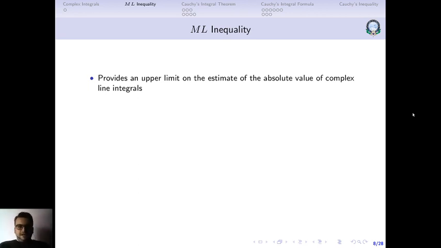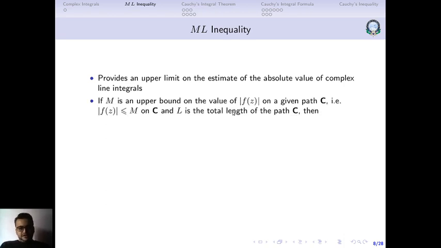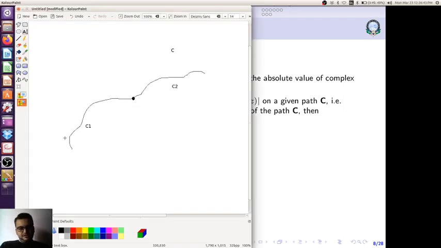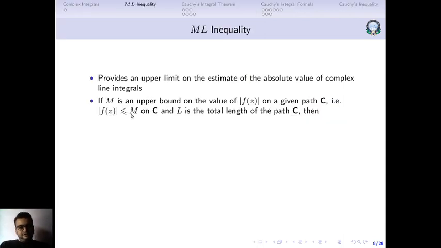Now coming to the ML inequality. This ML inequality provides an upper limit on the estimate of the absolute value of a complex line integral. Suppose I have a function f of z, and M is an upper bound on the value of f of z on a given path. Imagine a path C, and as long as you're moving along this path, the magnitude of the function does not exceed a value M.